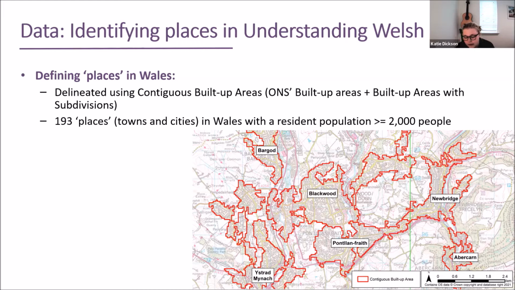As CBUAs are government boundaries, this makes it relatively straightforward to make use of a wide range of government data, such as the census data, which can be assembled from smaller geographies using lookups. The Welsh Government, which is another partner on the project, requested that we only use CBUAs with a residential population of greater than or equal to 2,000, just to enable more robust statistical analysis. So as a result, we have 193 places in Wales in total.